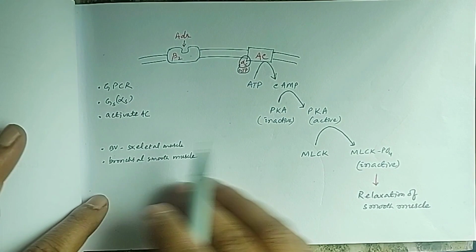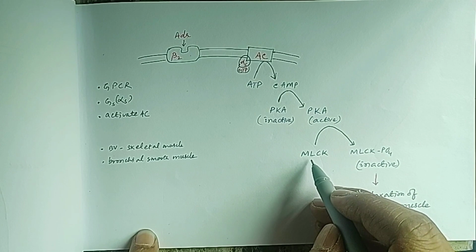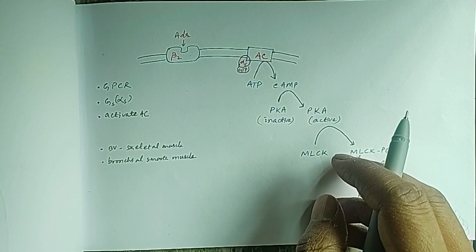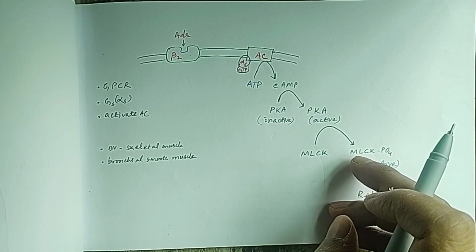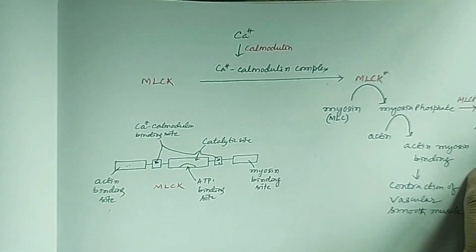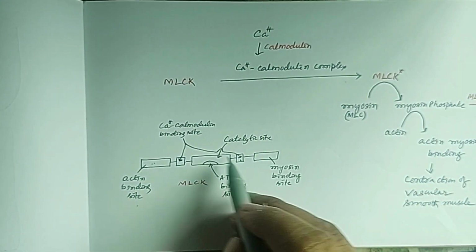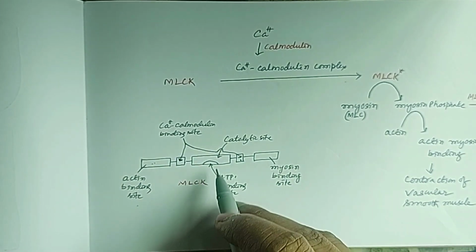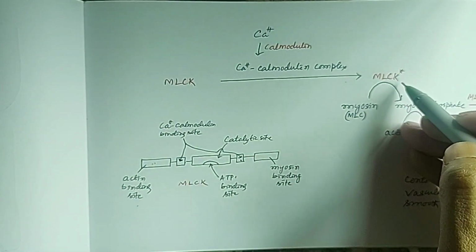to produce the cellular function. So in case of the beta 2 receptor, active protein kinase A will phosphorylate the enzyme myosin light chain kinase. So let us see first what this myosin light chain kinase is and how it functions. The myosin light chain kinase enzyme has two sites to which the calcium calmodulin complex can bind, and that will activate this enzyme, myosin light chain kinase.